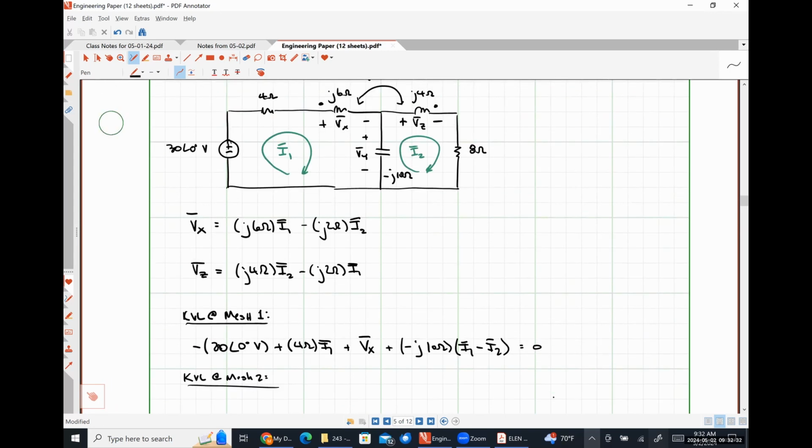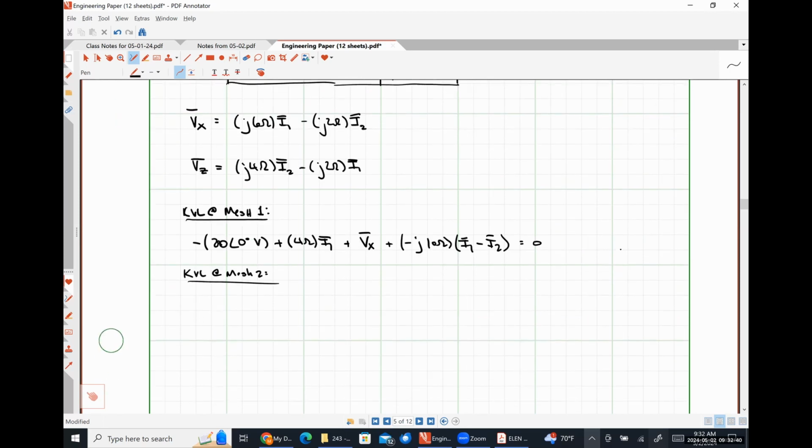All right, now we're going to do our mesh 2 expression. So starting at the bottom left-hand corner of mesh 2, what are we going to have? Negative j10 times I2 minus I1, absolutely correct.